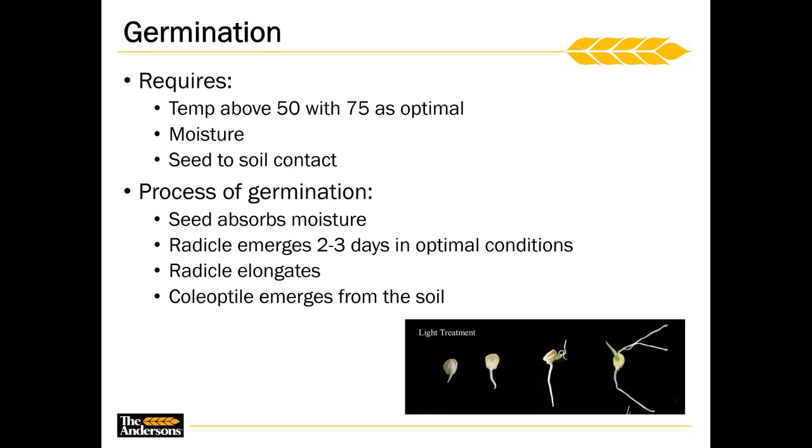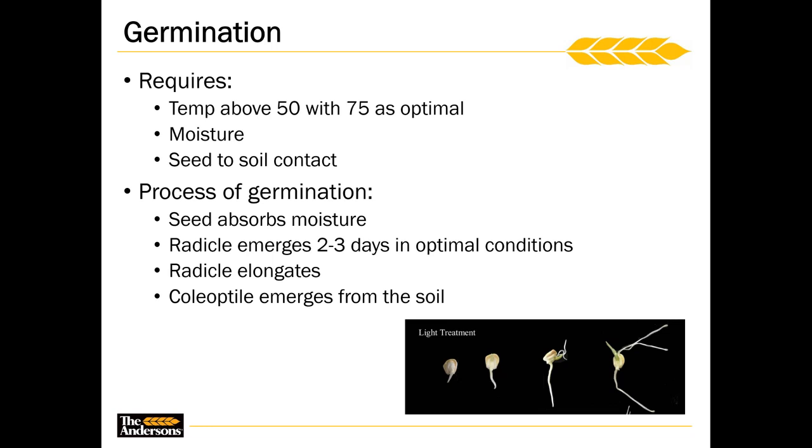So when we take a look at germination, it really requires three things. So it's like a good sermon. It's going to have 3 bullet points here. We need soil temperatures above 50 degrees. We're going to show a chart here in a moment that shows where those optimal temperatures are going to be. We need really good soil moisture at that point in time, and we need that soil contact, which is really that seed to soil contact.